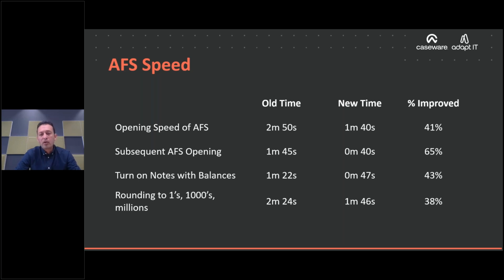Other noticeable areas where we've found a speed improvement on the financial statements in particular was on the turnout notes with balances. We took it down from 1 minute 22 seconds to about 47 seconds. Obviously, you should expect to get faster times if you're using a file with less content in it. And the rounding. So when you switched rounding from ones to thousands or millions, it went from 2 minutes to 1 minute 46 seconds. So there are other speed gains. I think these were the most notable ones after making the on-opening speed improvement changes and the CV database record changes. But these are the ones I just wanted to highlight today.